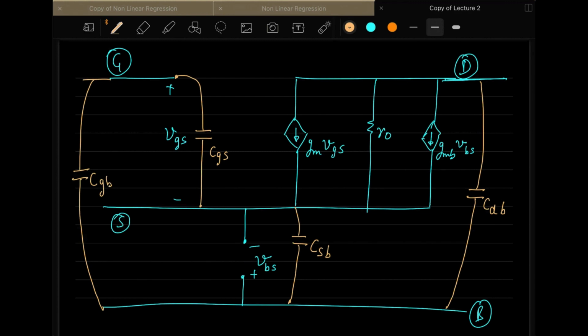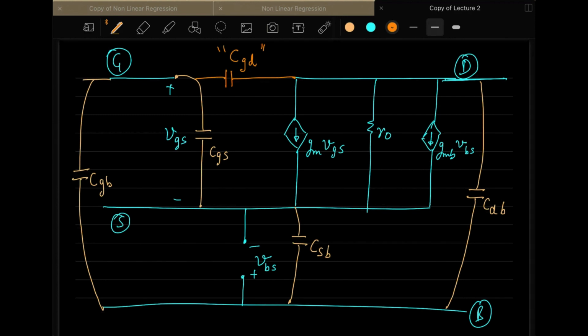And there will be one more capacitance like this also, but it's not that important. It is CGD. It will play its role when we consider some advanced things. But right now, this is the full model where we have included the capacitances also.